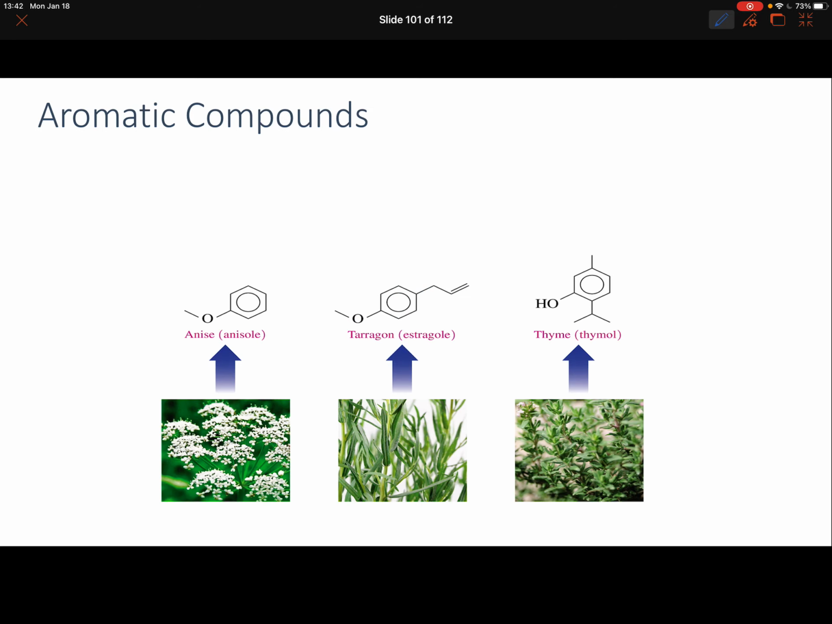Aromatic compounds, here's a couple. We use these for flavor. Anisole, estragole, and thymol. These come from herbs. But again, it's the compound and the presence of this benzene ring that actually gives it these properties.